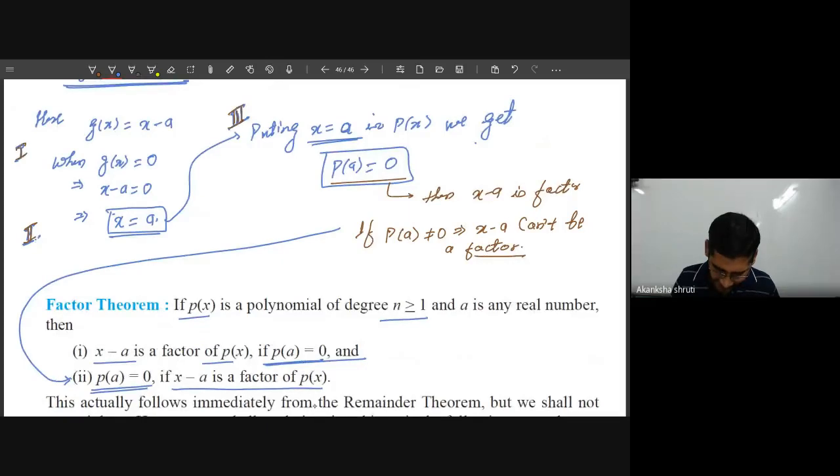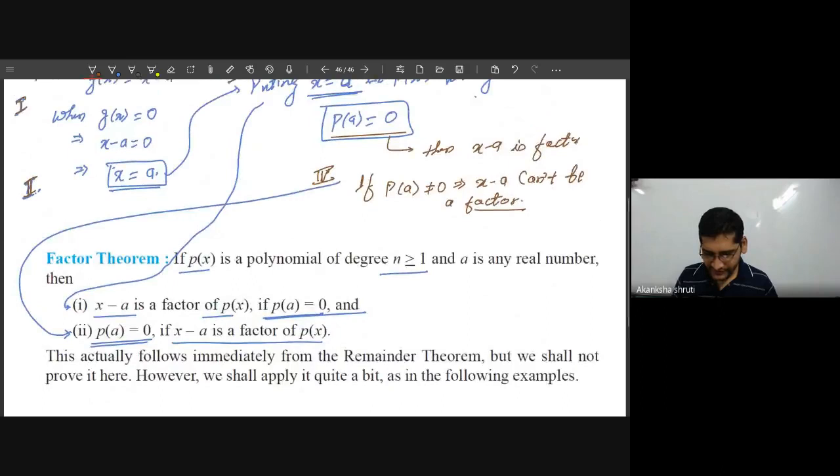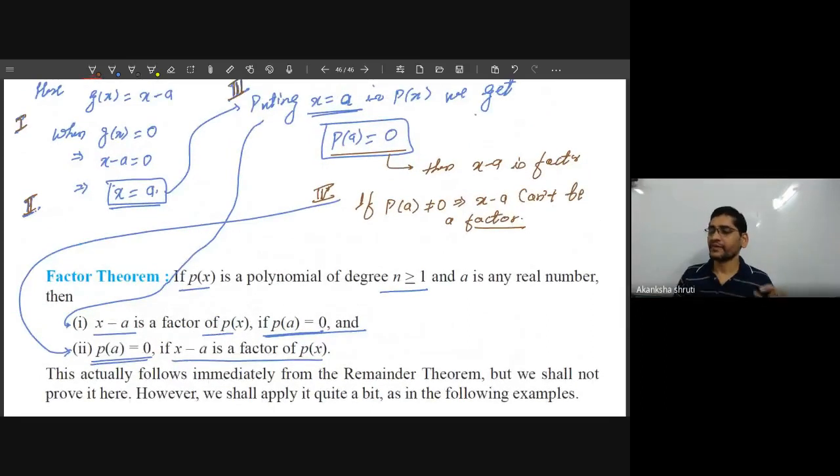Students, you can observe, it is this one. This statement is this one. Get it? So whatever these two statements we have learned, they are written in that fashion. So students, how to check whether a given linear polynomial is a factor of another higher degree polynomial or not?